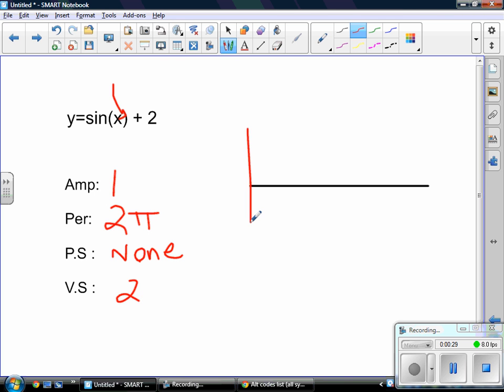Okay? So here's what we're going to do. We'll draw the regular period. It normally ends at 2 pi, so it's going to end at 2 pi, and make these intervals. You should be very comfortable with these intervals. If the period does not change, you should be comfortable with those.